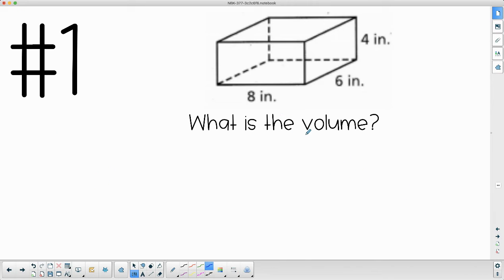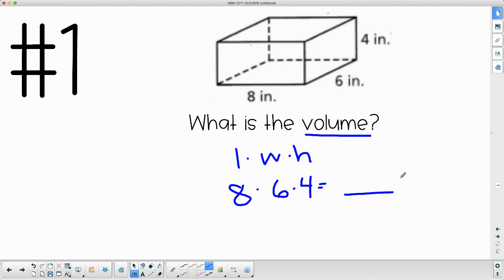Number 1 asks for the volume. So if we remember, that is length times width times height. So the length is 8. The width is 6. And the height is 4. So we do 8 times 6 times 4. And that will tell us our answer in units cubed.